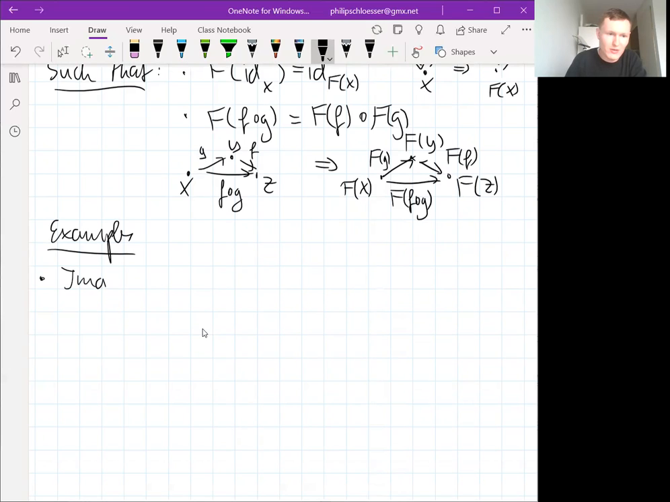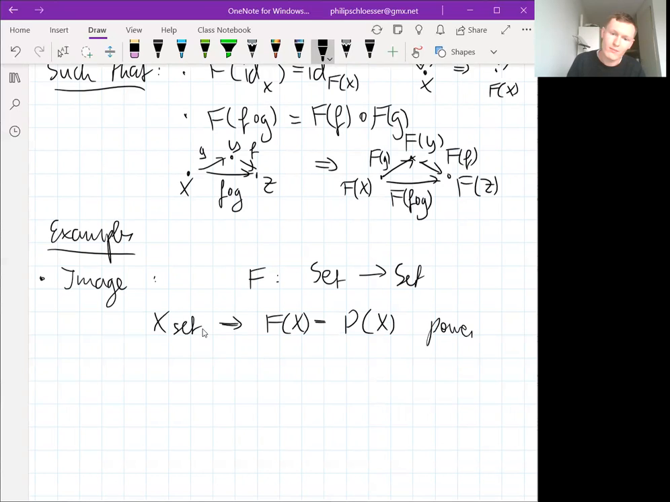Okay, first thing is the image functor. We define a functor from Set to Set. We have to do two things. We have to say, what does it do on the objects? What does it do on the morphisms? So if x is a set, then F(x) is the power set.